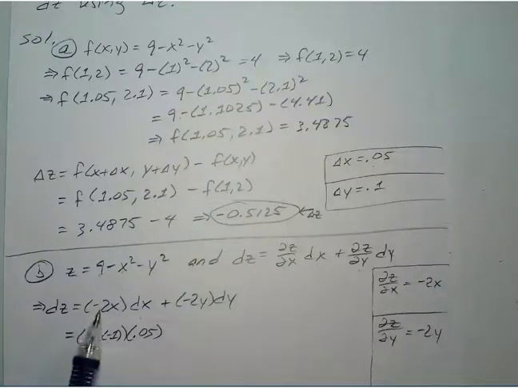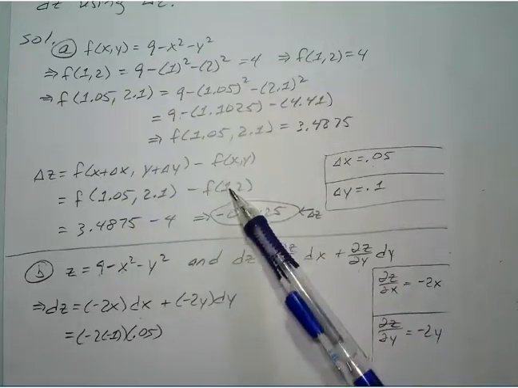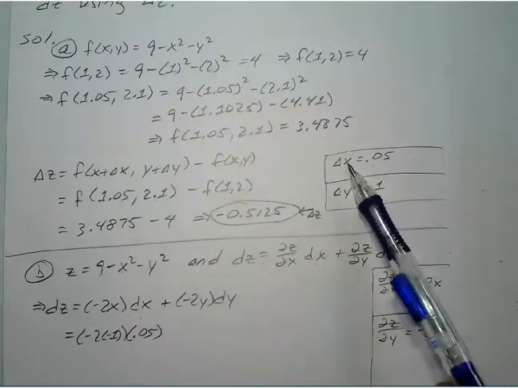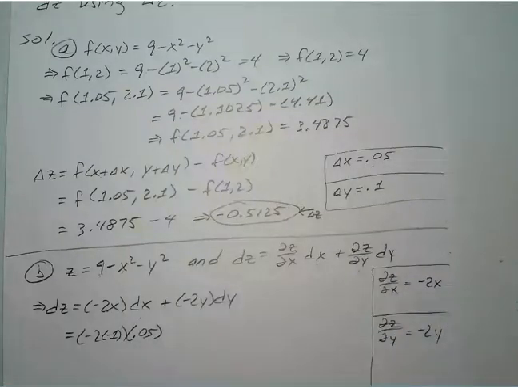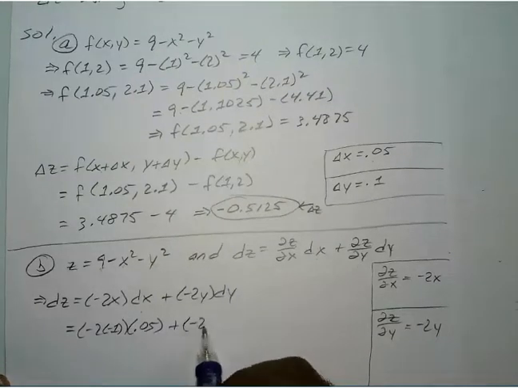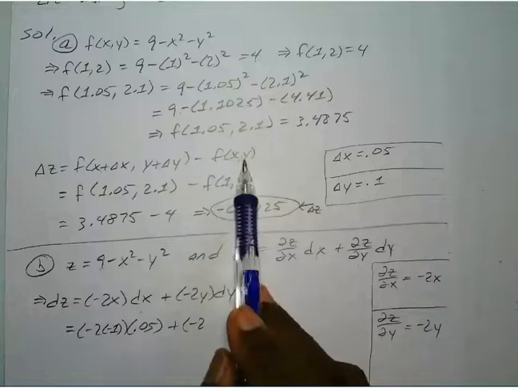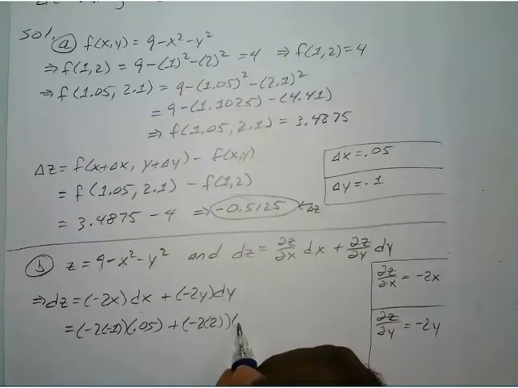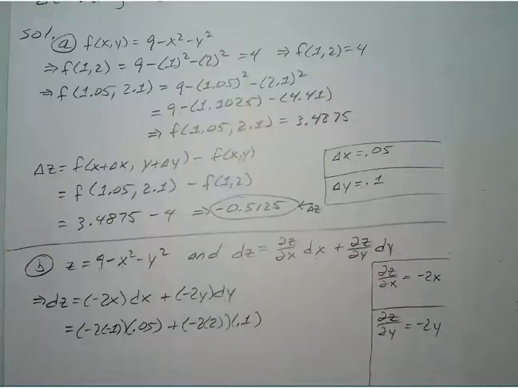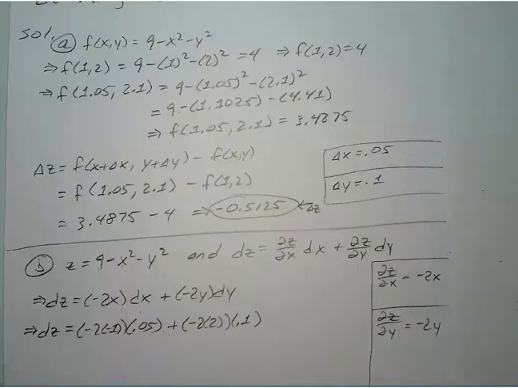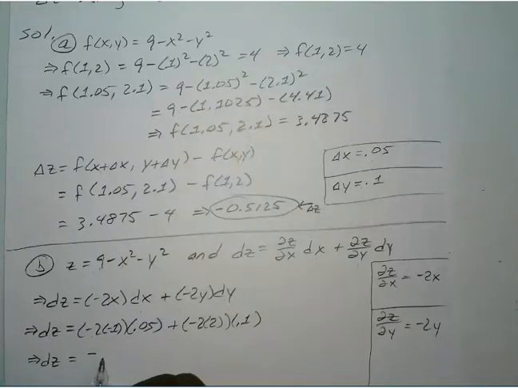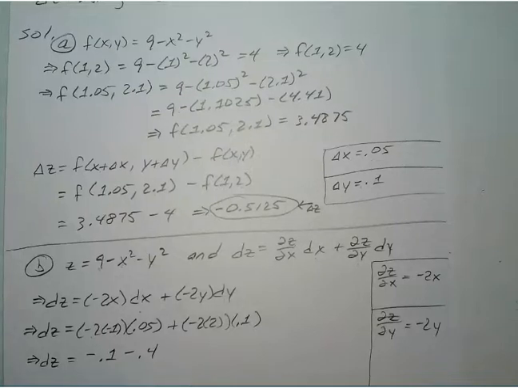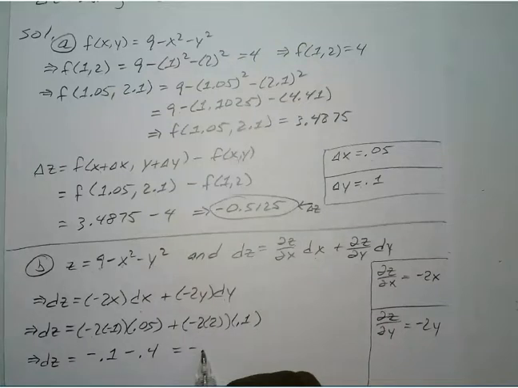Okay, so I'm going to go over that one more time. You have your partial with respect to x, is our negative 2x. You see here that our x is equal to 1. And our dx, which is the same as our delta x, is 0.05. Okay, so we just replace those values. Plus, you have negative 2. Our y is equal to 2. And our dy, which is the same as our delta y, is 0.1. That means that our dz is equal to 2 times 1 times 0.05 is negative 0.1 minus 0.4, which is equal to negative 0.5.